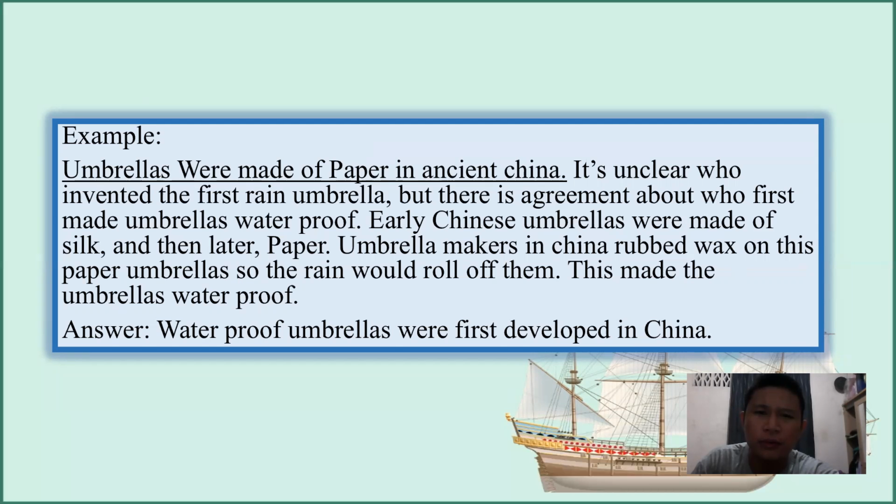The topic sentence is not really relevant to the supporting sentences. And if we pretend to change the topic sentence into a question, the supporting sentences can answer that. And I think the most reasonable and relevant answer is, in my opinion of course, umbrella history. Waterproof umbrellas were first developed in China. This is my answer, in my opinion.